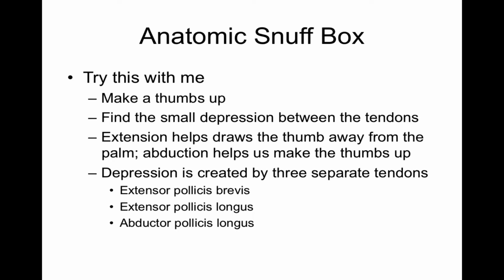Note here that extension helps draw the thumb away from the palm, and abduction helps us make this thumbs up movement. This depression is actually created by three separate tendons as they attach to the thumb. The key word here is pollicis. Pollicis refers to the thumb. So you can actually see these tendons, and if you know what extension is and abduction is, and also that longus refers to a longer muscle and brevis refers to a shorter muscle, then this helps you have some clues to figure out which tendons are which.